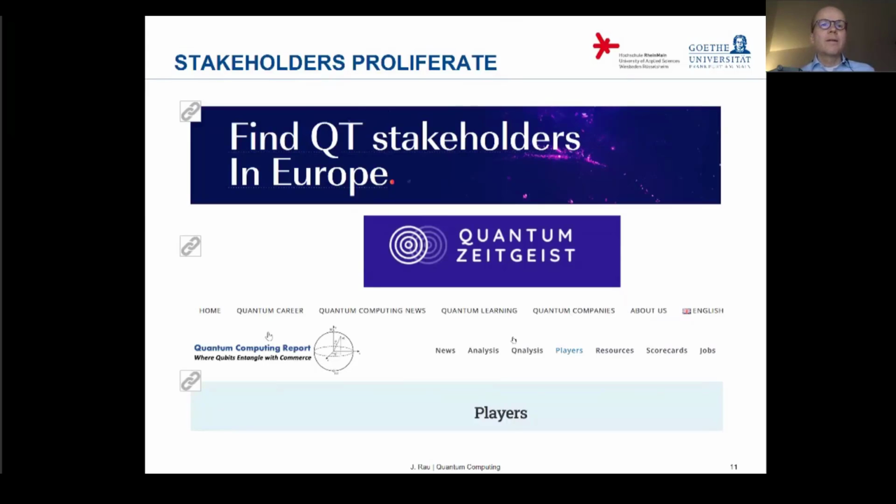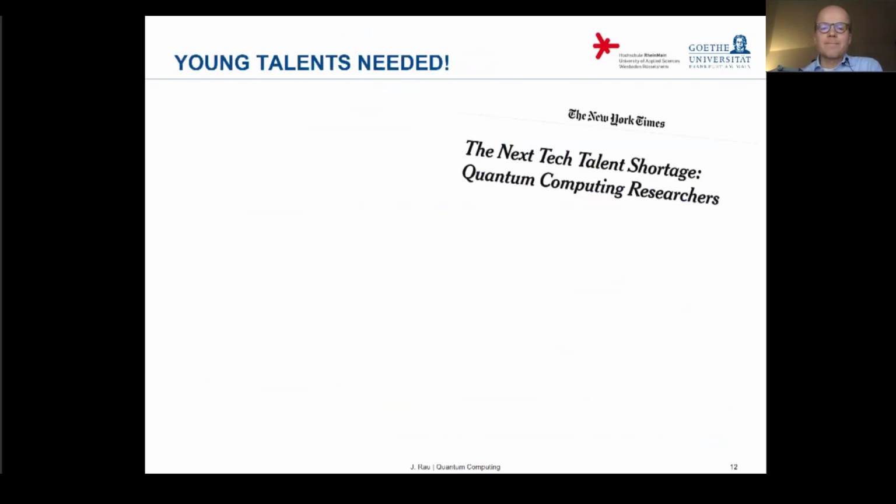And another one, here is the Quantum Computing Report. It's like an online journal that seeks to connect different members of the community from academia, from various companies, and there's also a section on players in that field. Now, all of this means that there's a lot going on, and all these companies and research institutions, they need young people like you.